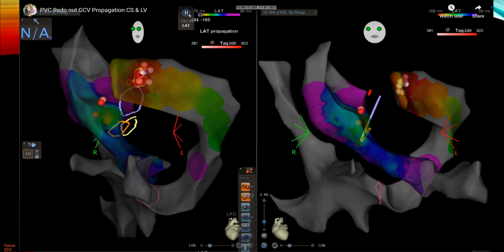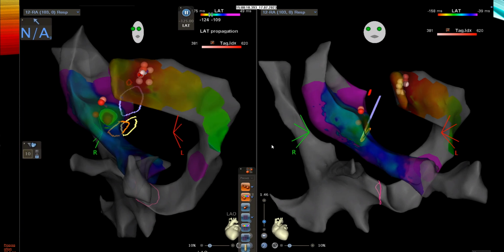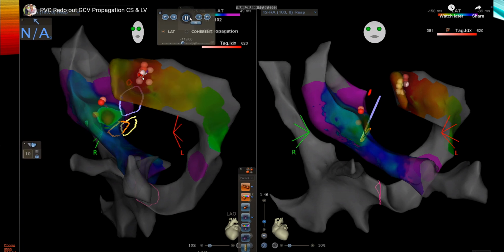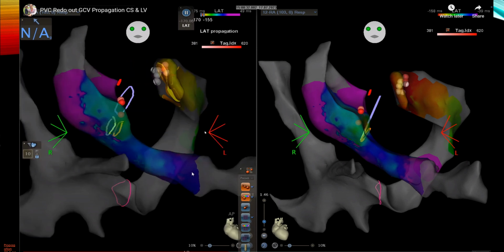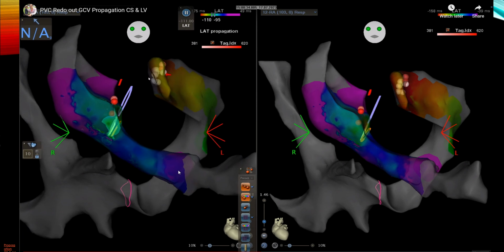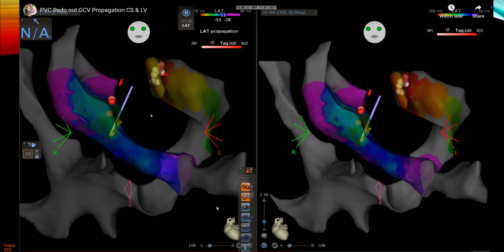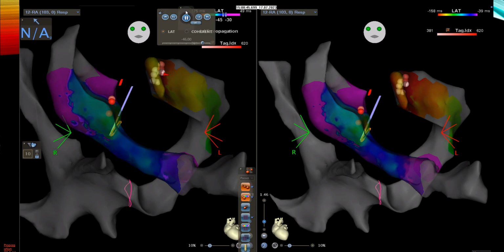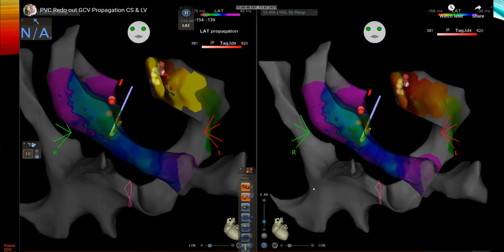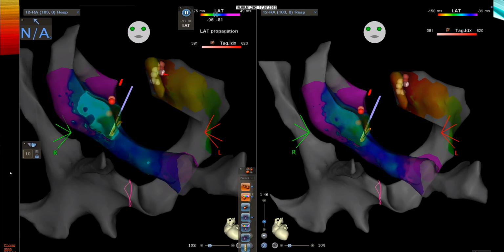This is the propagation map with just showing the CS and the outflow tract of the LV. You can see it really starting through here. There is an early-ish point here, which is what we were going after, but it wasn't as early as up there, so we ended up going here. This is more that AP view. The next slide shows the same propagation, but with the added RVOT map.